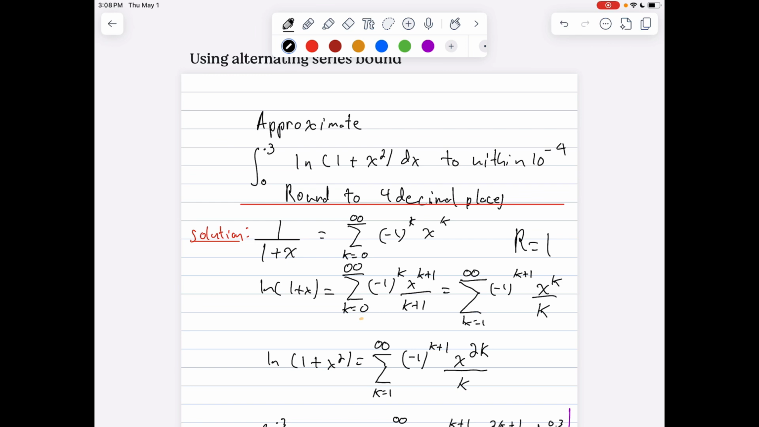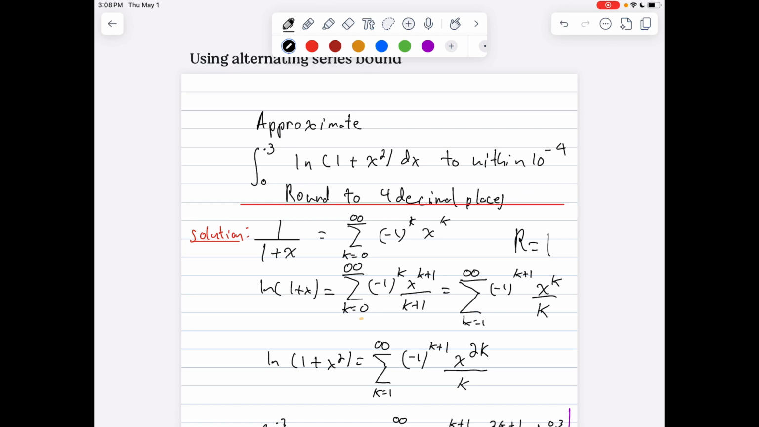And the first thing I want to do is try to work with a known series for my integrand, so get a series for ln of 1 plus x squared. So I know that 1 over 1 plus x is equal to the sum from k equals 0 to infinity of (minus 1) to the k, x to the k. And that's got a radius of convergence of 1, which will stay throughout the problem here.